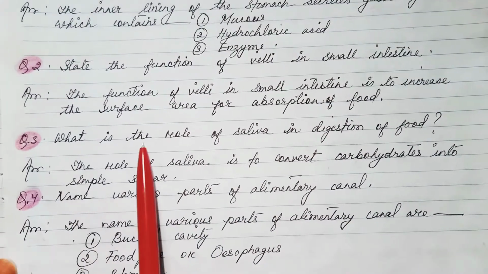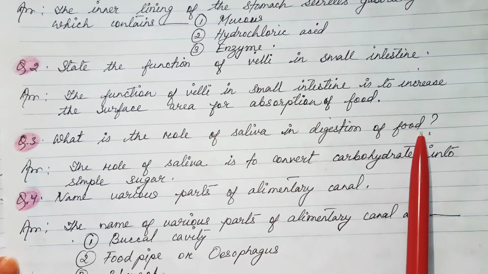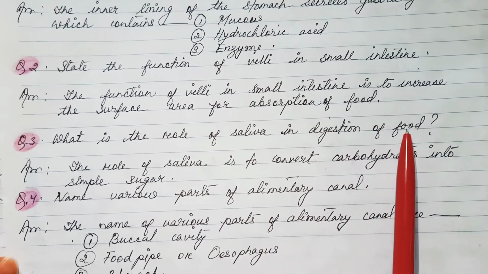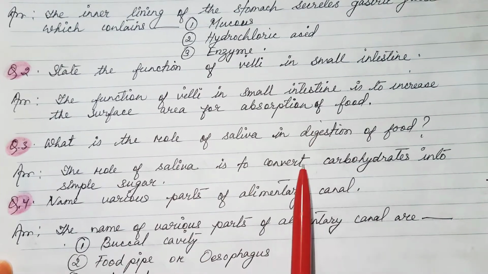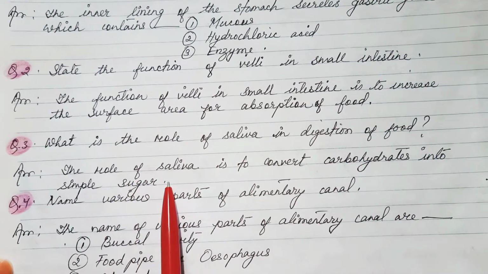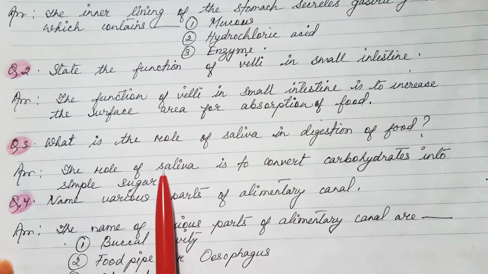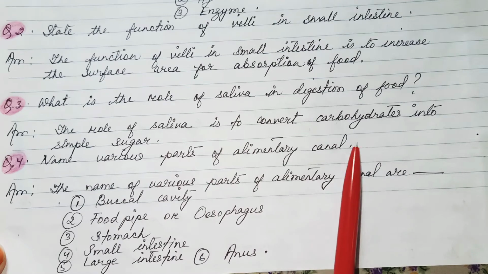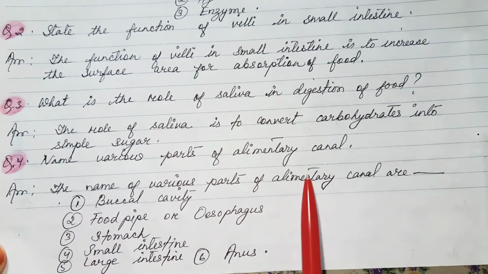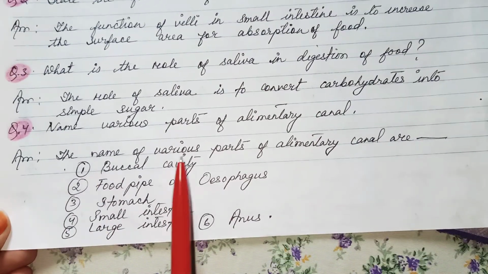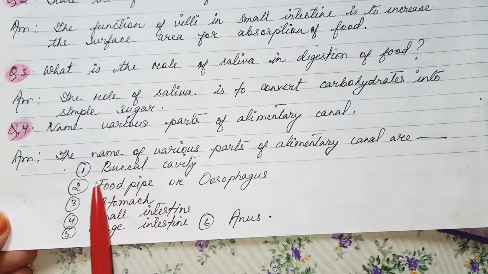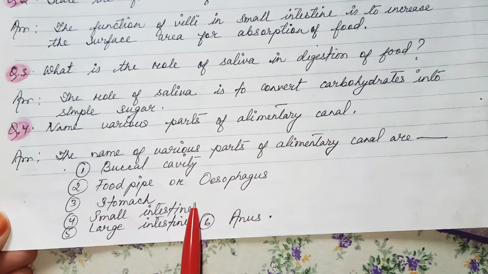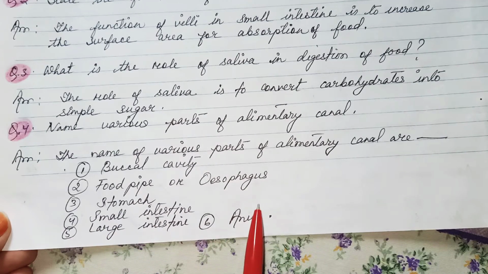Then question number 3, what is the role of saliva in digestion of food? They are asking about the function of saliva in the breaking down of food. The role of saliva is to convert carbohydrate into simple sugar. So that is the main role of saliva. Question number 4, name various parts of the alimentary canal. The various parts of the alimentary canal are: number 1, buccal cavity; 2nd, food pipe, which is also known as esophagus; 3rd, stomach; 4th, small intestine; 5th, large intestine; 6th, anus.